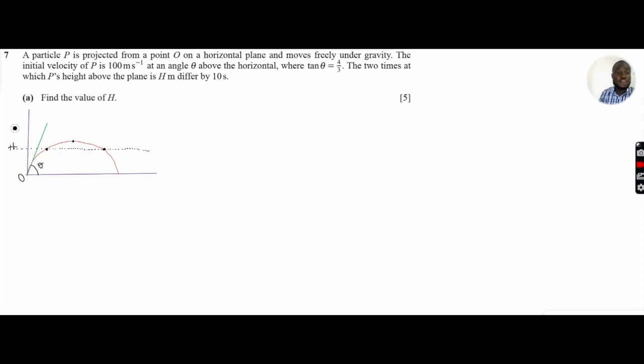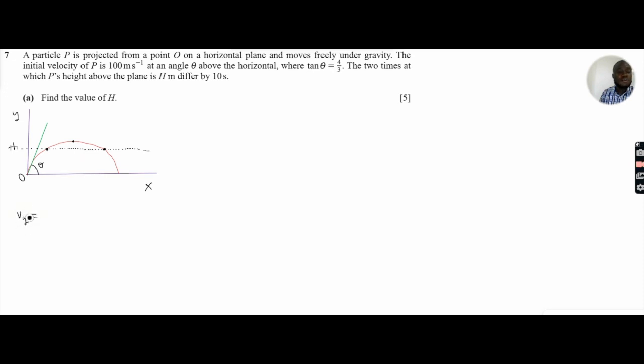That is, if you are plotting a graph of displacement of P against time. But this graph I have here is actually the equation of the trajectory, which is the y against x. Good. Now let's see how long it takes P to reach the maximum height.